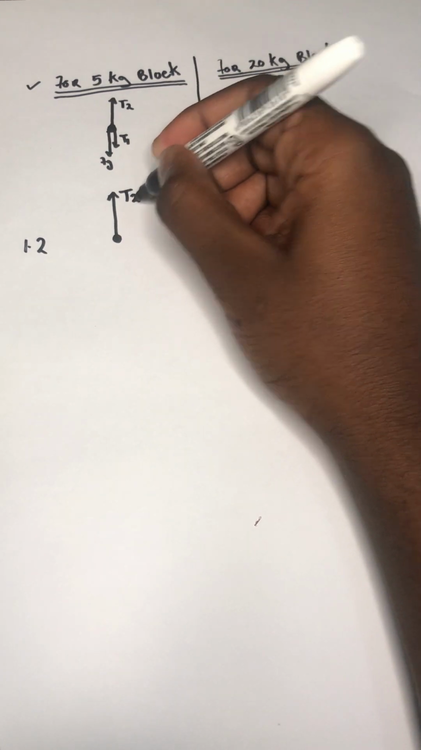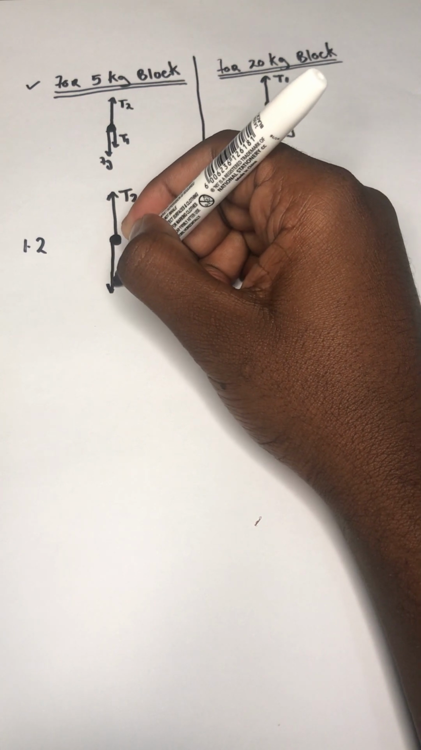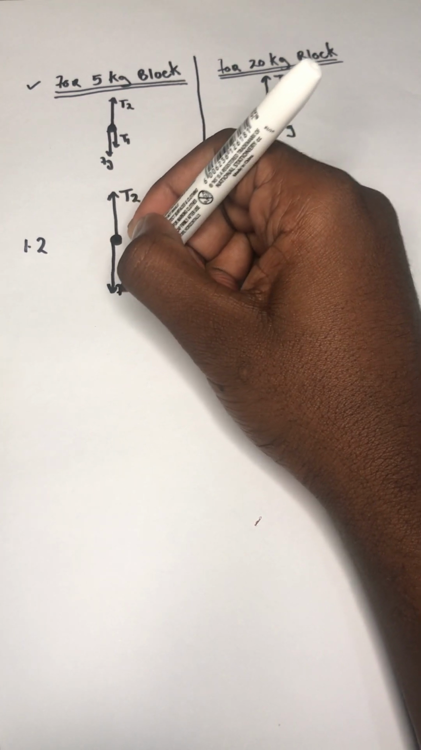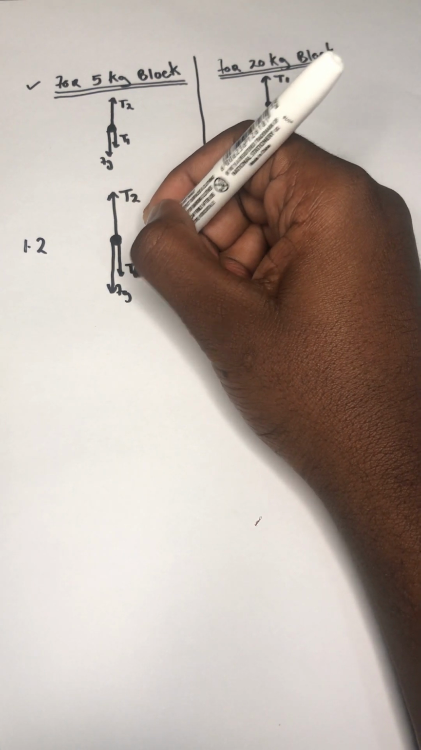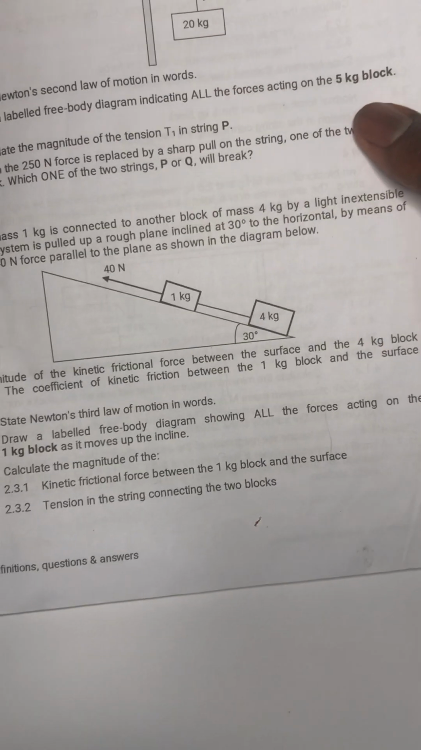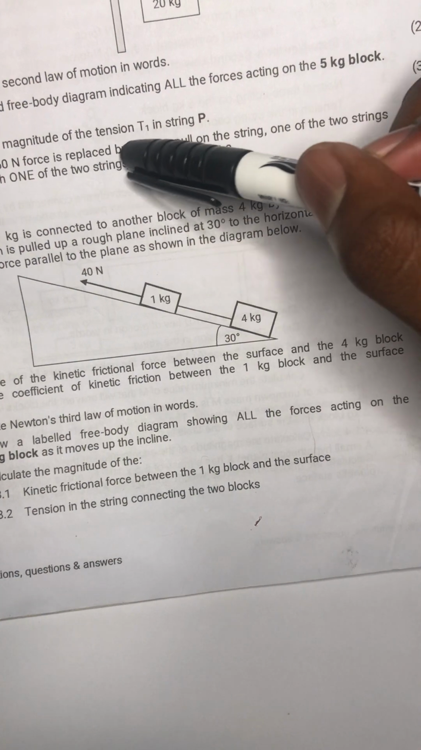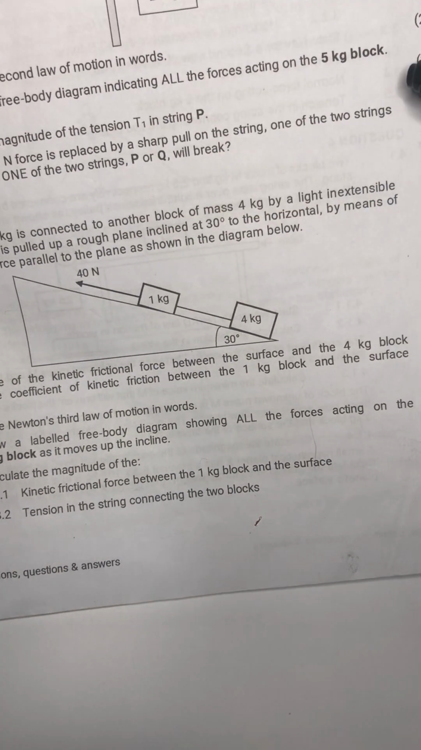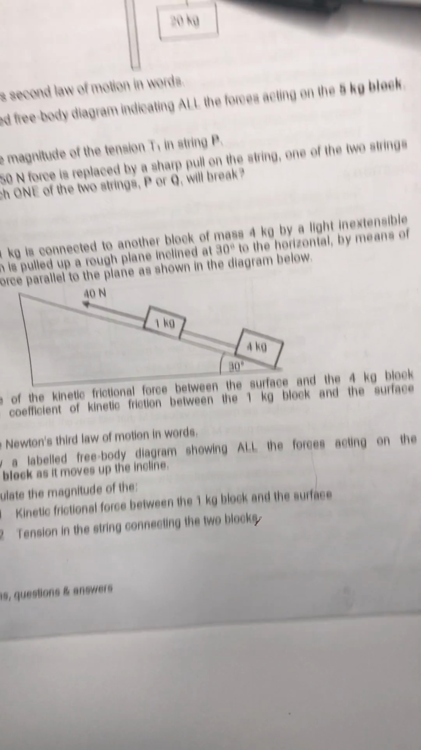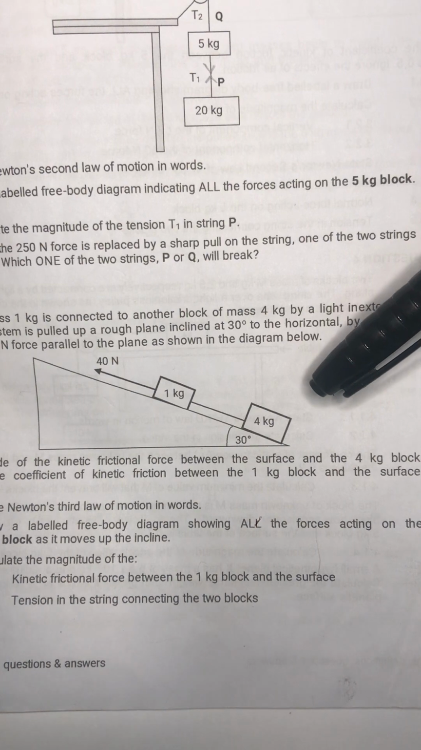T2, FG, then we have T1. So that's all they want. 3 marks. For each force you get a mark. Then 1.3: calculate the magnitude of T1 in string P, for 6 marks. We want the tension connecting these two blocks.